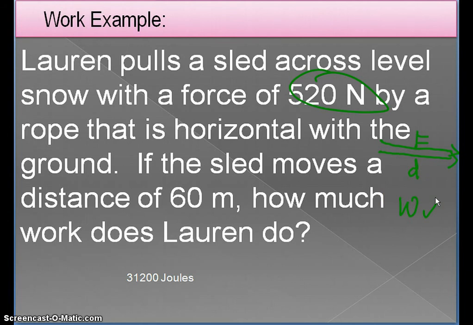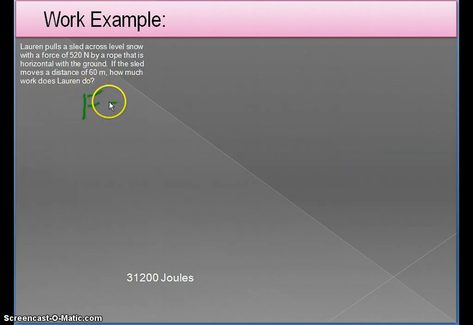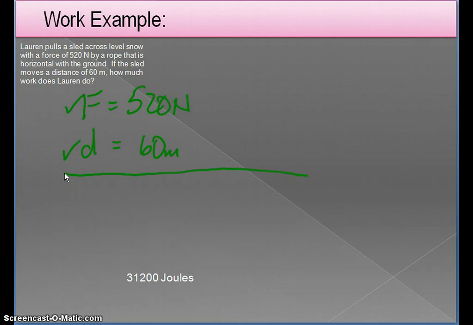So let's check and see. We've got a distance of 60 meters, and our job is to figure out how much work Lauren does. Okay, so let's lay this out. I know my force is 520 newtons. I know that the distance traveled is 60 meters, and I've checked this ahead of time: the force and the distance are going in the same direction. I'm supposed to figure out the amount of work. And work is not in watts, work is in joules, so be aware of that. The W for work is different from the W for watts.